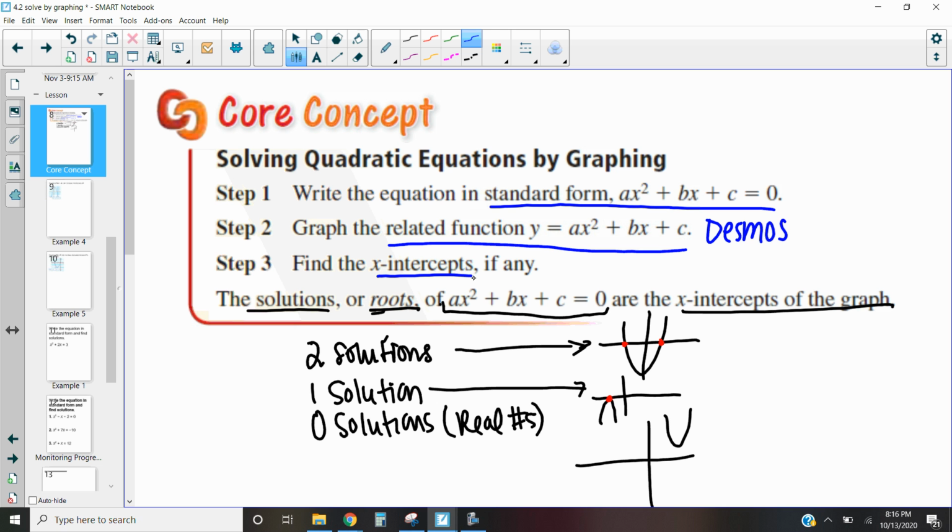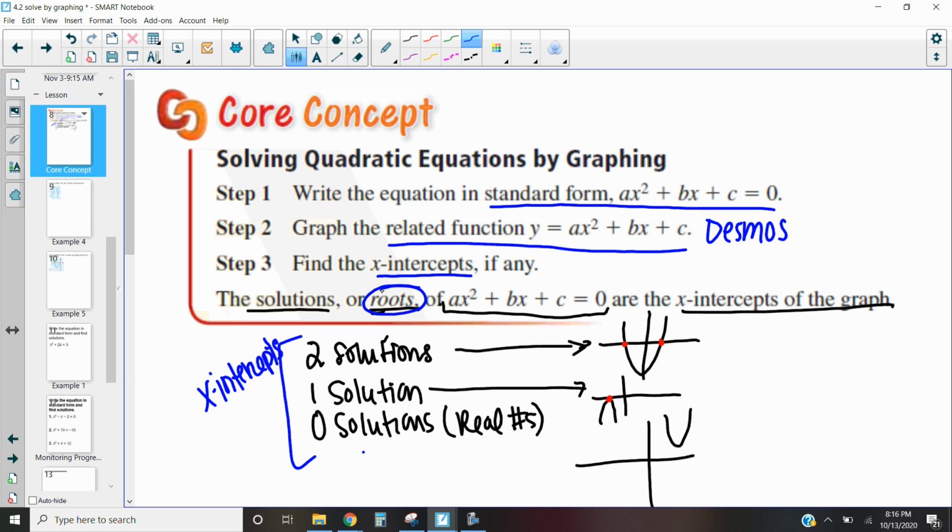So we're going to find our x-intercepts if there are any, and the solutions right here are going to be those x-intercepts. Now we also call those solutions roots. So if something ever asks you to find the roots of an equation, we're talking about their x-intercepts.